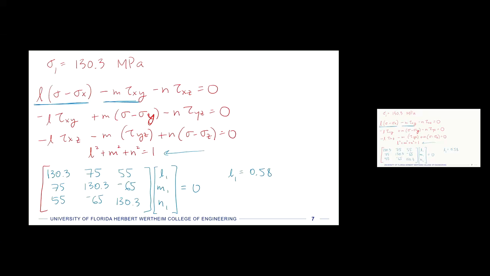L1 equal 0.58, M1 equal minus 0.61, and N1 equal minus 0.5455, let's say. Okay. All right, so now we have the rotation for the alpha, beta, and gamma, right? That tells us how the plane is oriented for our first principal stress of 130.3.